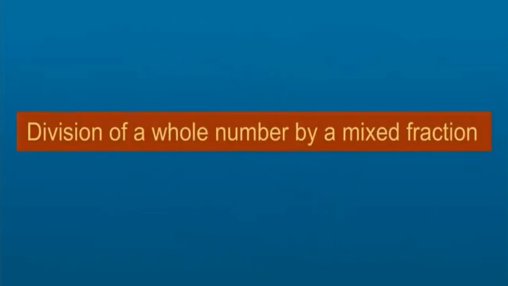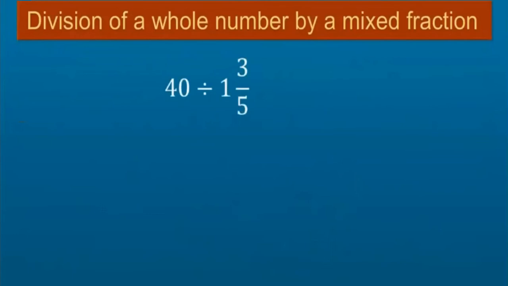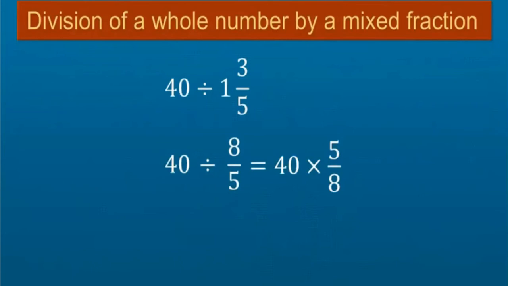Let us see some more examples of division. We have to divide a whole number by a mixed fraction. First of all, convert the mixed fraction to an improper fraction. So we have 8/5. Now, we multiply the whole number with the reciprocal of the fraction. On further simplification, we get 25 as the answer.